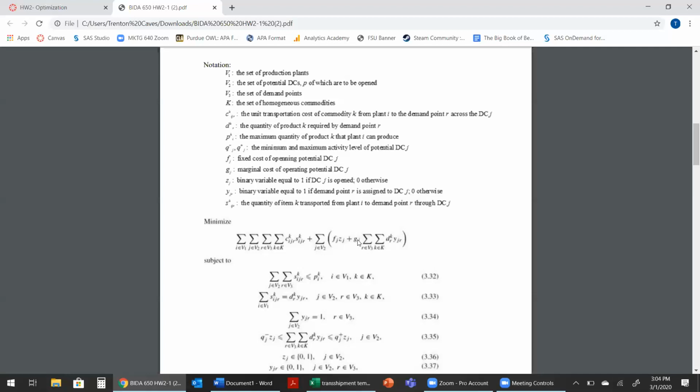So G sub J, for some distribution centers, some commodities. So for all commodities distributed by the distribution centers, it's the cost of operating the distribution center that supplies the demand point.